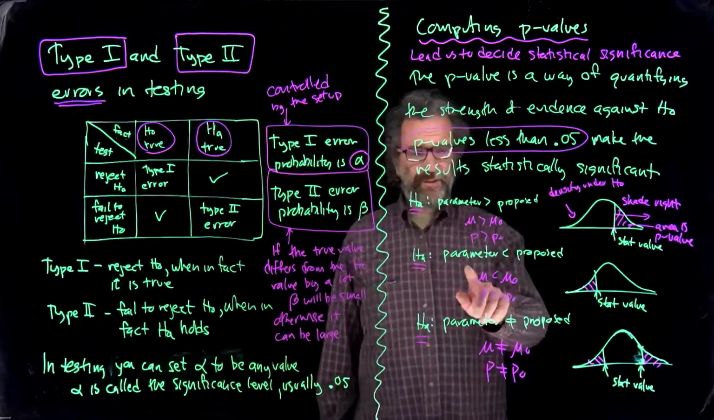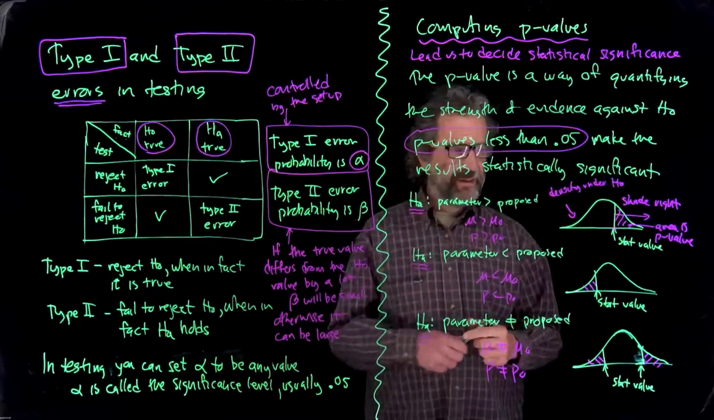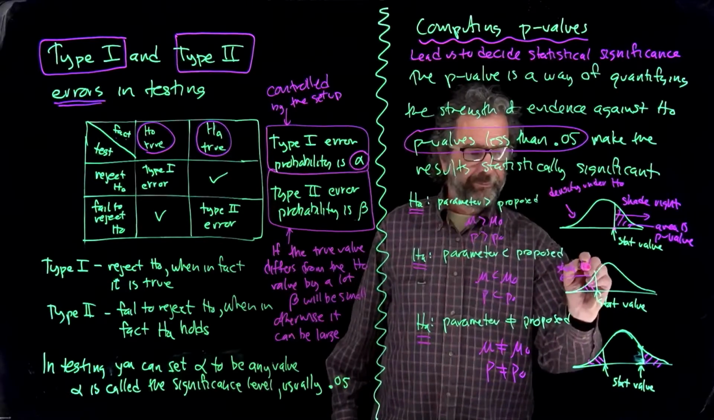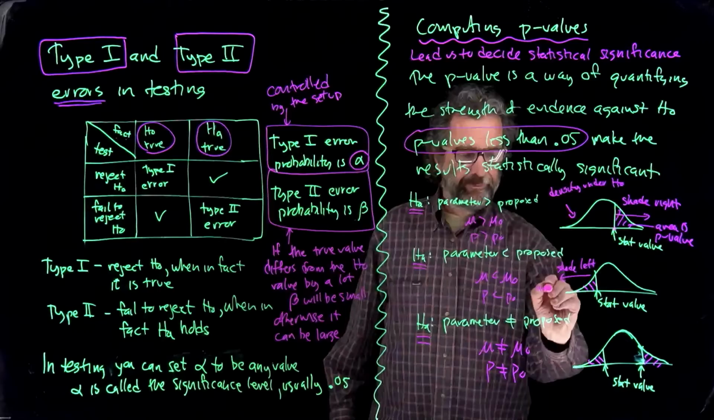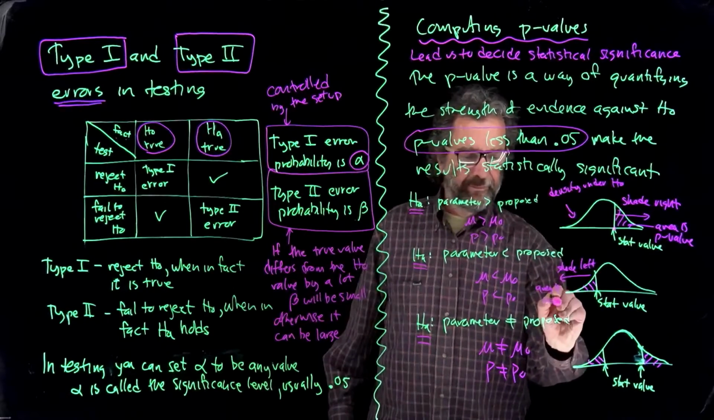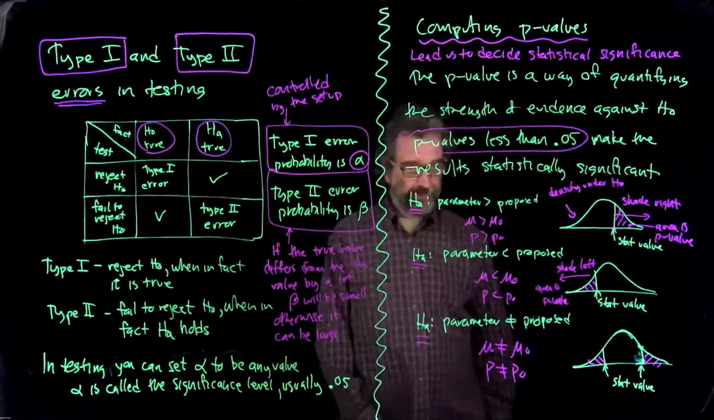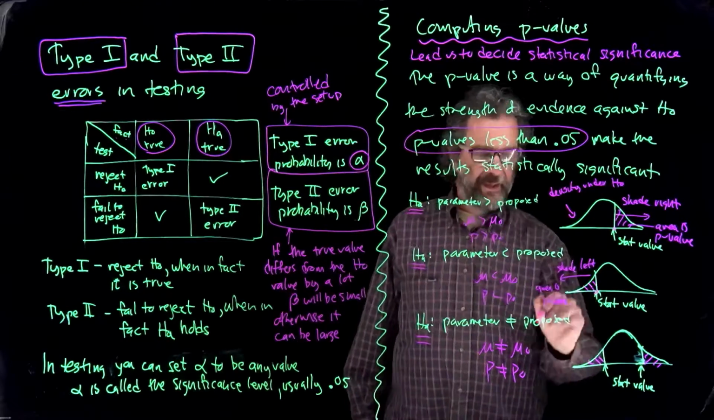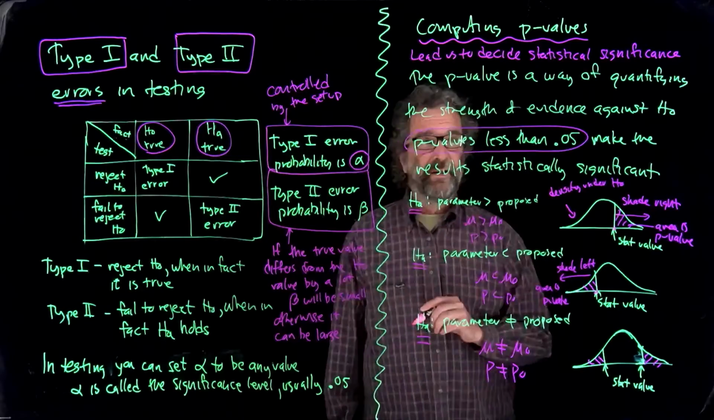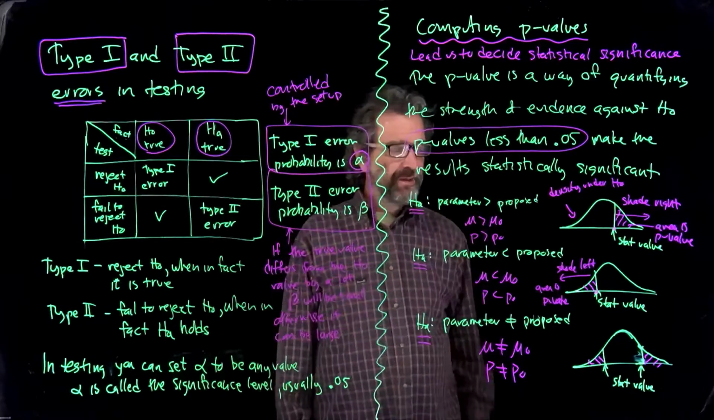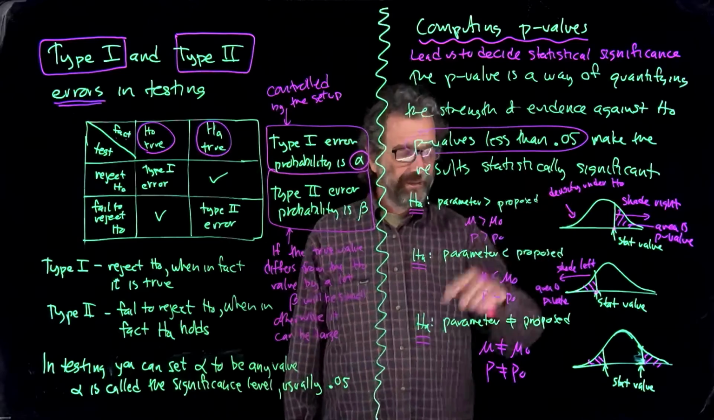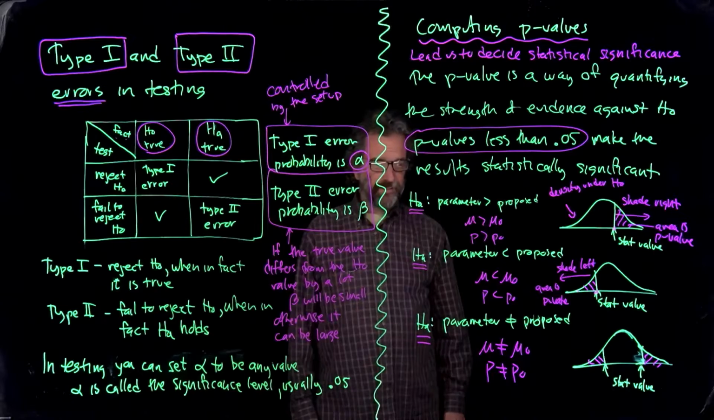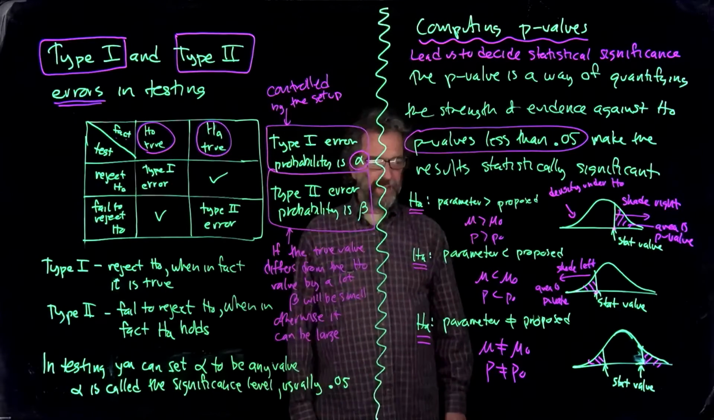On the other hand, if the alternative is parameter less than the proposed value, then we're going to shade left, and area is p-value. Okay. So we look at our test statistic value, we locate it on the axis, and we shade left. We get that area. And if that area is less than 0.05, we would declare the result statistically significant at the 0.05 level.